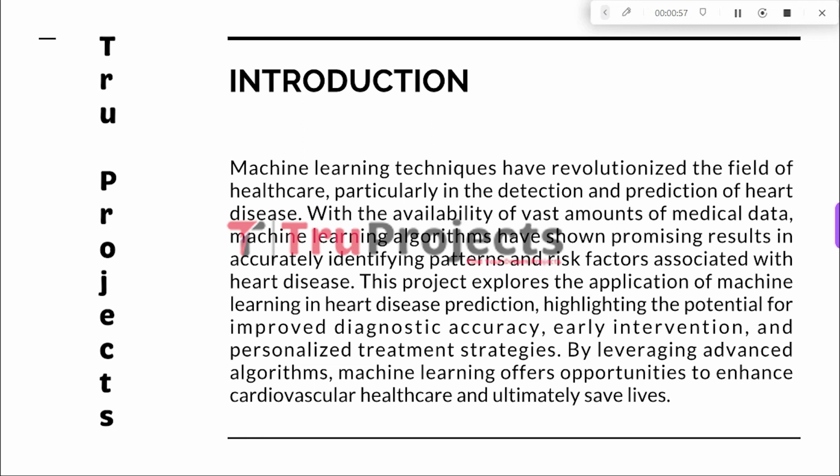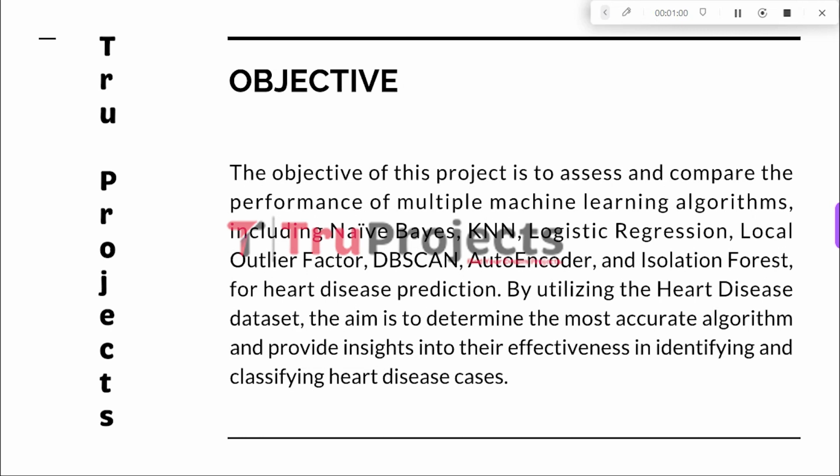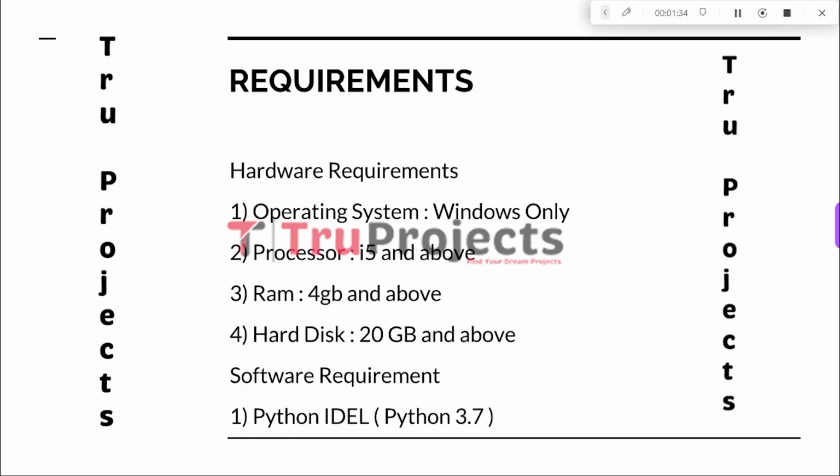in saving lives. The main objective of this project is to evaluate and compare the effectiveness of various machine learning algorithms such as Naive Bayes, KNN, logistic regression, local outlier factor, DBSCAN, autoencoder, and the isolation forest for predicting heart disease. By using the heart disease dataset, the objective is to identify the algorithm that achieves the highest accuracy and to gain insight into the performance of each algorithm in accurately detecting and classifying the cases of heart disease.